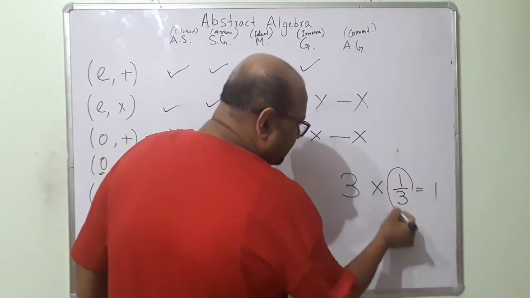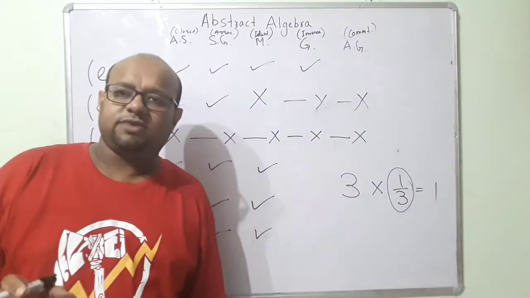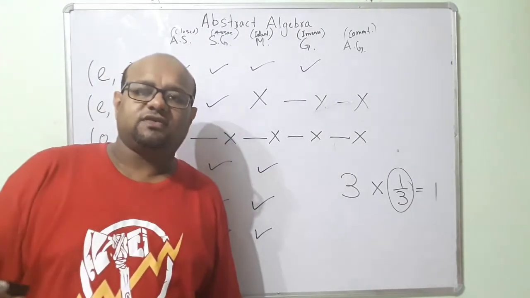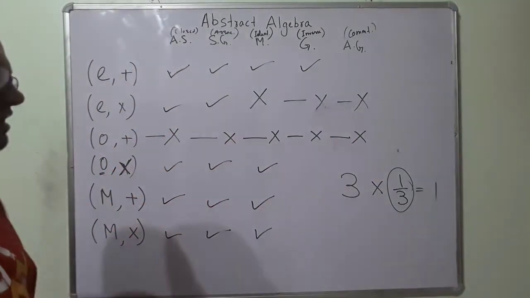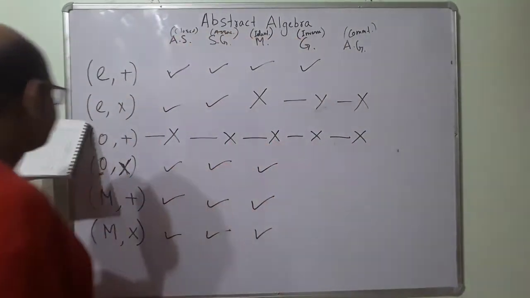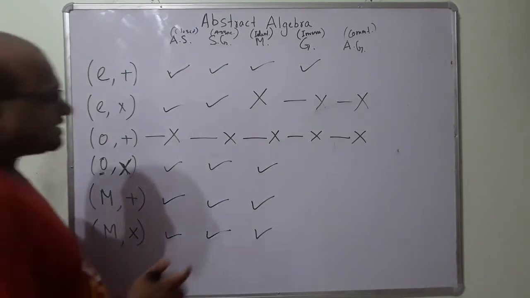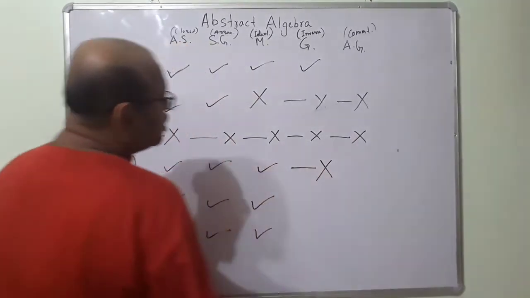Its multiplicative inverse is 1/3. Does 1/3 belong to the set of odd numbers? 1/3 does not belong to the set of odd numbers. 1/3 is not an integer. Integers belong to the set. The set of even numbers and the set of odd numbers are subsets of the set of integers. Right? So this is not a group.